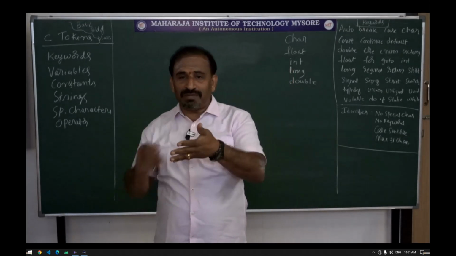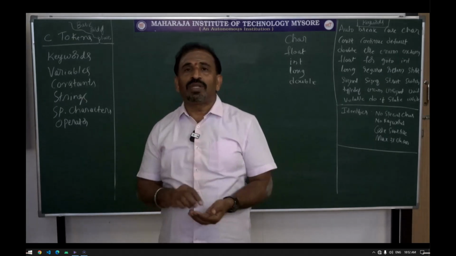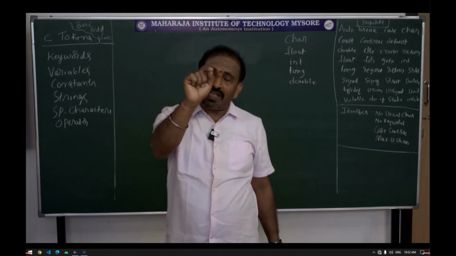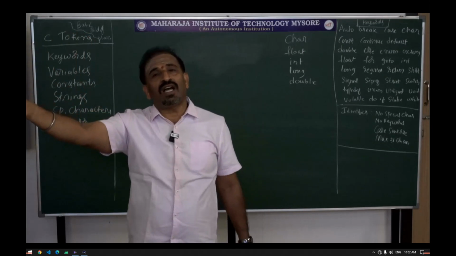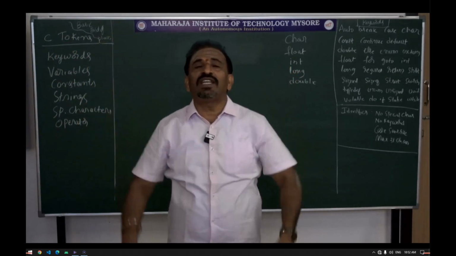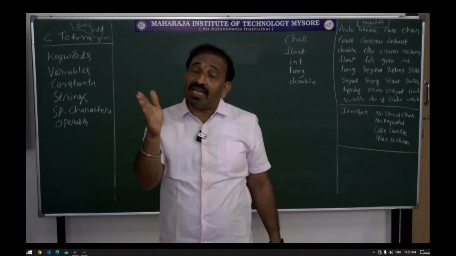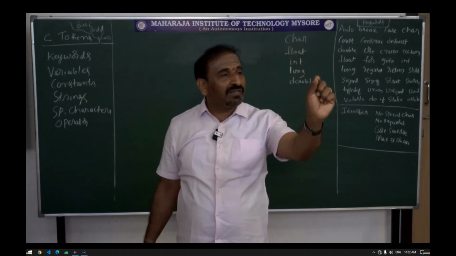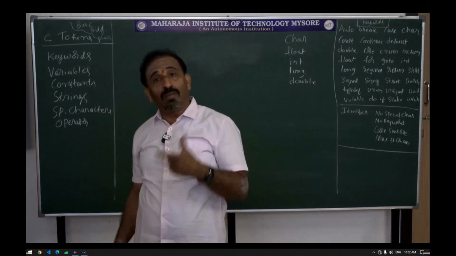Those who are familiar with WhatsApp typing, whenever you are typing, you put a star there, after that you type something and put another star. Between these two stars, it is highlighted as bold. It is a special character, an indication to WhatsApp that from the beginning of this star to the end of this star, everything is made bold.